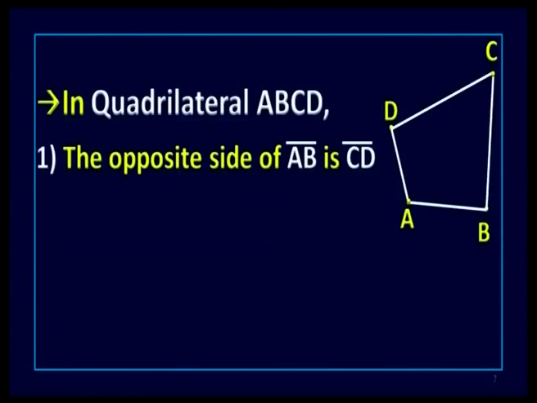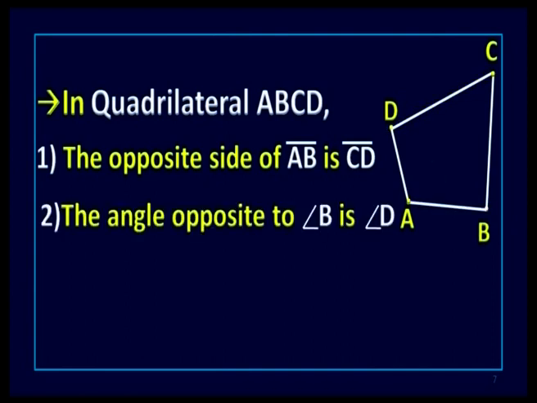Okay children, in quadrilateral ABCD, the opposite side of AB is CD. Children, observe, yes, this is side AB. For this, the opposite side is CD. Now the angle opposite to angle B is angle D. Children, where is angle B? Here is angle B. For this, the opposite angle is angle D.